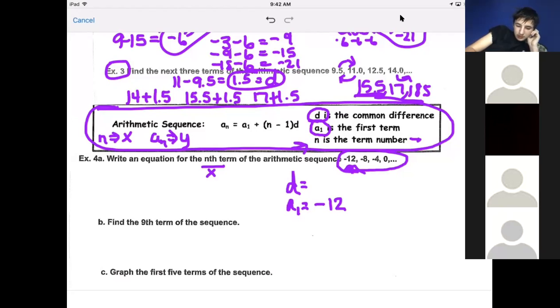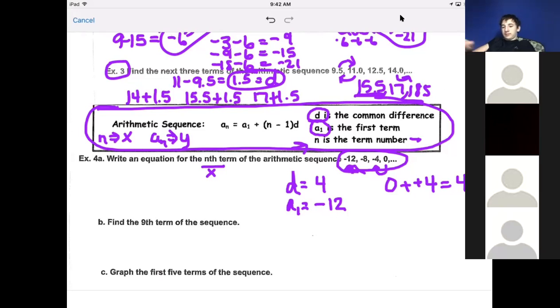Now we have to find the common difference. That's something we did in example 1. So let's go backwards. 0 minus -4. Same, change, opposite. And D is 4. Did everybody see where the A1 came from? Did everybody see where the D came from?